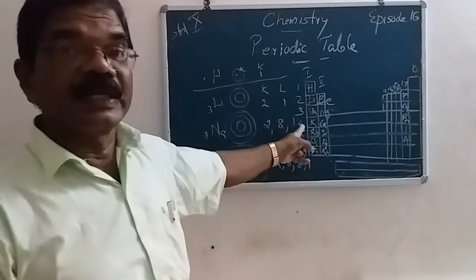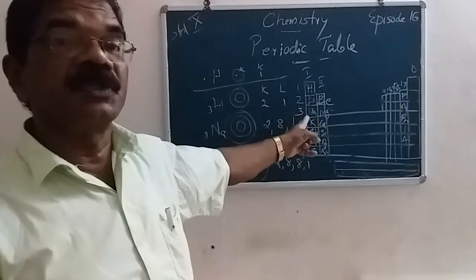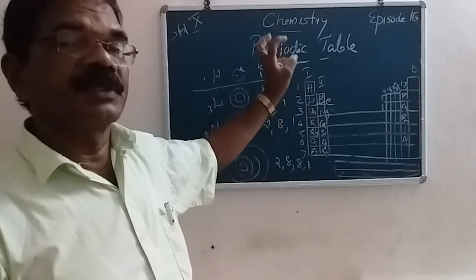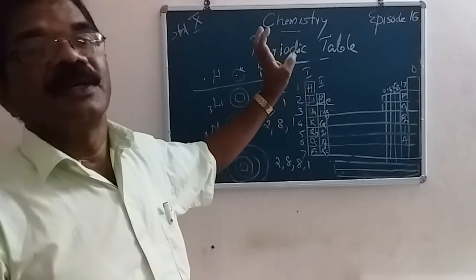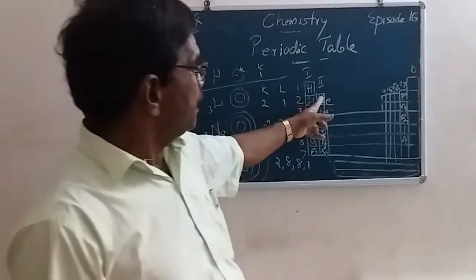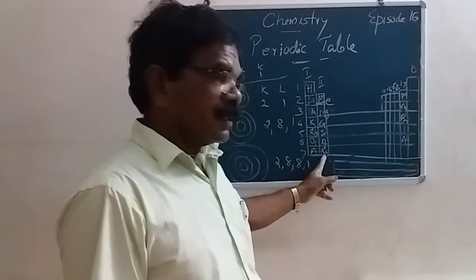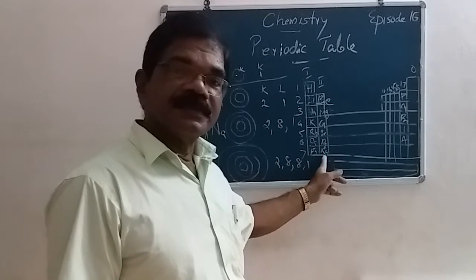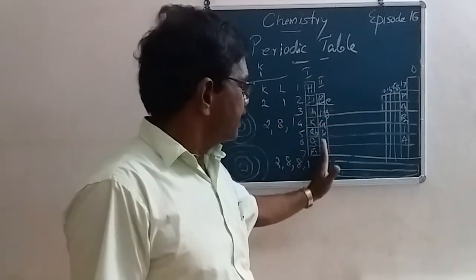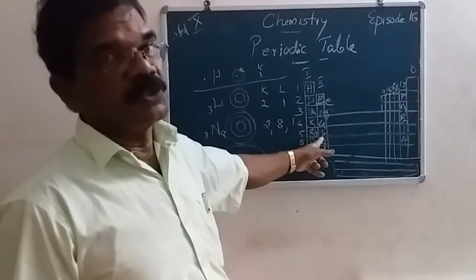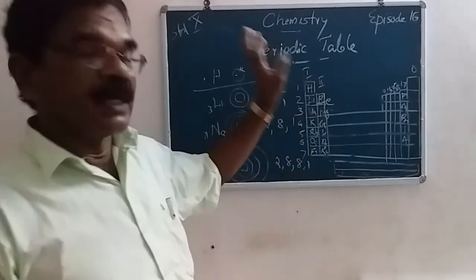What do you mean by valence electron? Electrons in the outermost shell are known as valence electrons. Second group elements have 2 electrons in the valence shell. So all the second group elements, beryllium, magnesium, calcium, strontium, barium and radium, have 2 electrons.